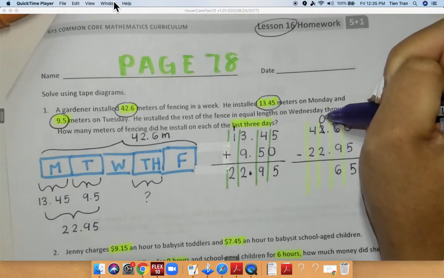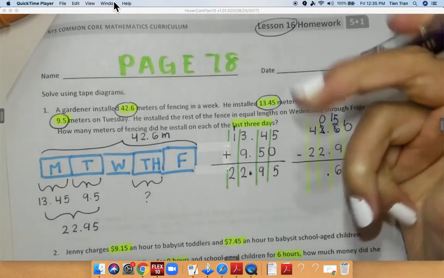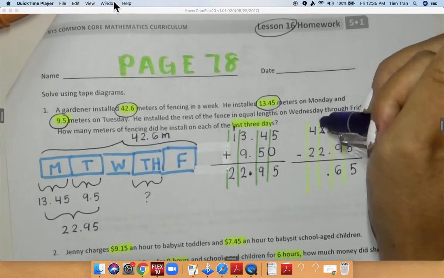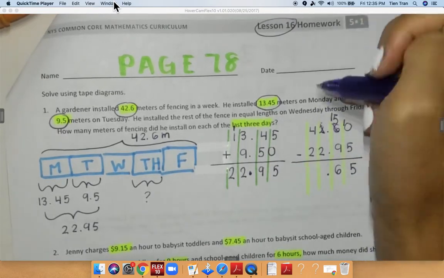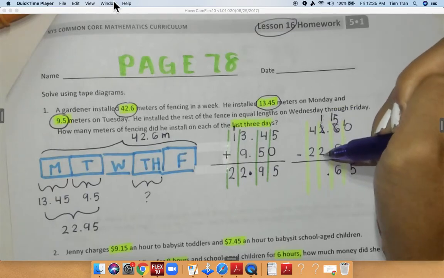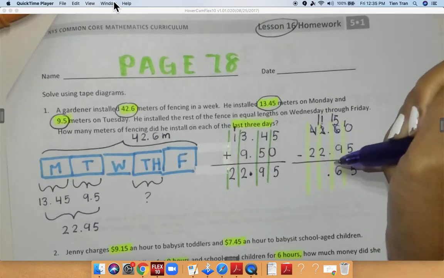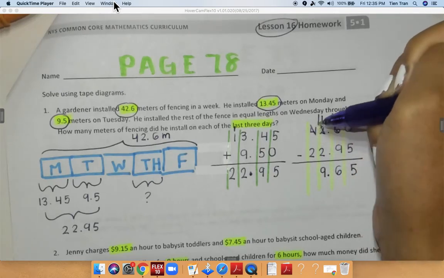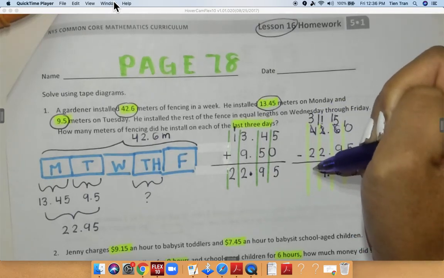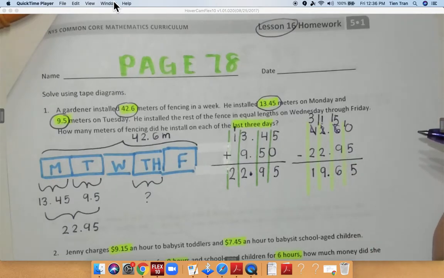2 changes to a 1. Bring down your decimal. When you're adding and subtracting, make sure you're bringing down your decimal. 1 minus 2 is too small, so I need to regroup again. 11 minus 2 is going to give me 9. 4 changes to a 3. 3 minus 2 is equal to 1. So I get 19.65.